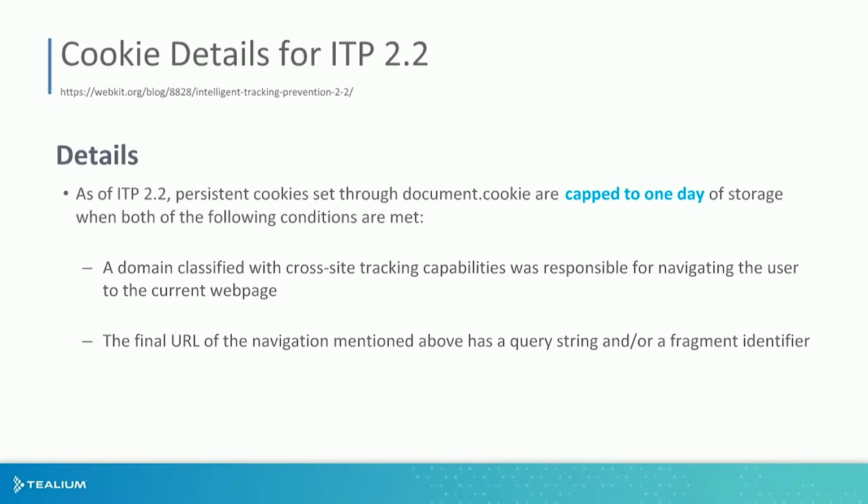So the second bullet point there talks about the fragment identifier. That was a common workaround that I think Apple even recommended for ITP 1 that people had put in place. And now they're saying when you use that workaround, they're going to restrict you even more.